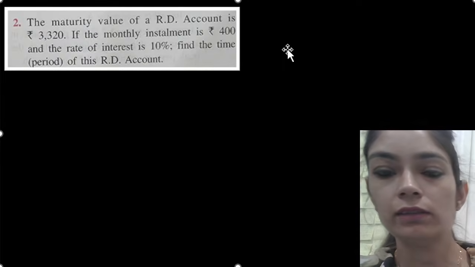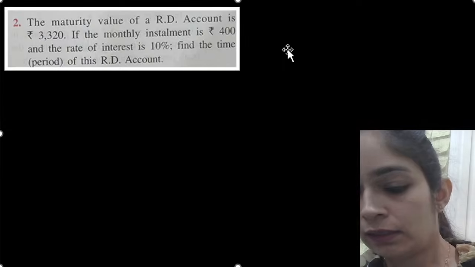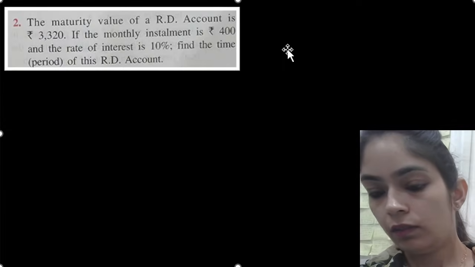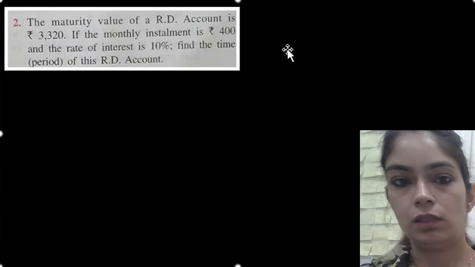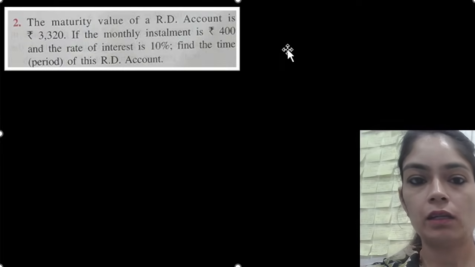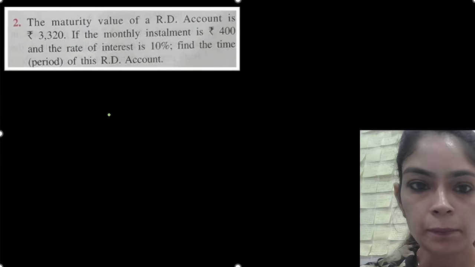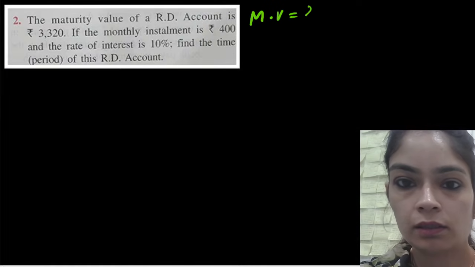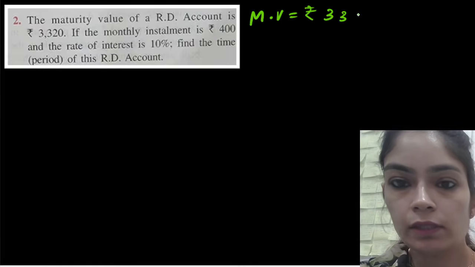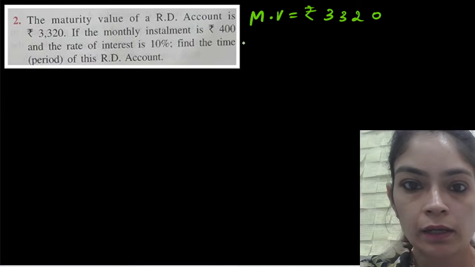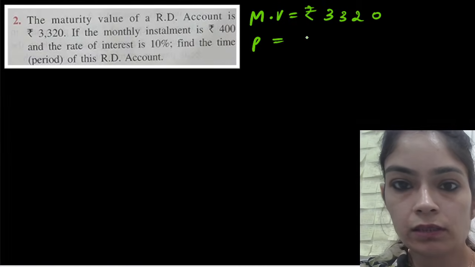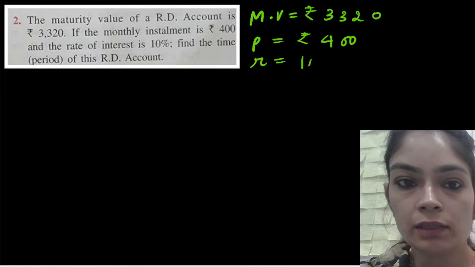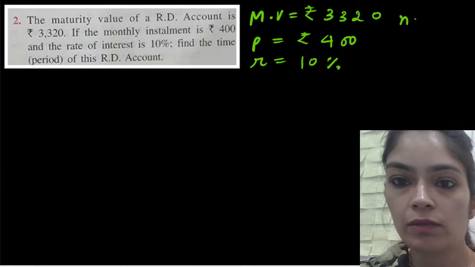Just tell me the given things. The maturity value of an RD account is 3,320. So MV is given to us. This is 3,320. Monthly installment is given to us. That means P is given to us, rupees 400. R is given to us, 10%. We have to find the time period. That means N we have to find.